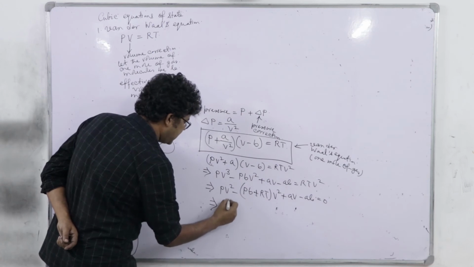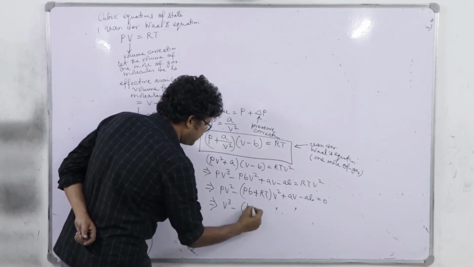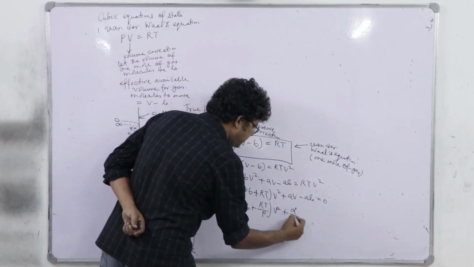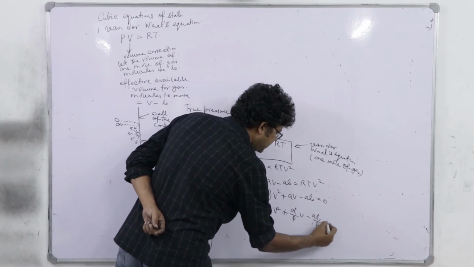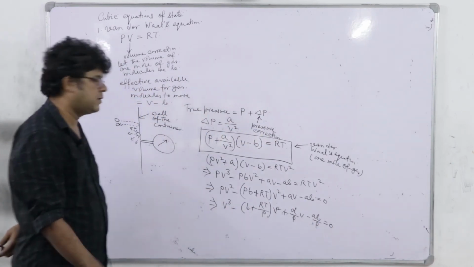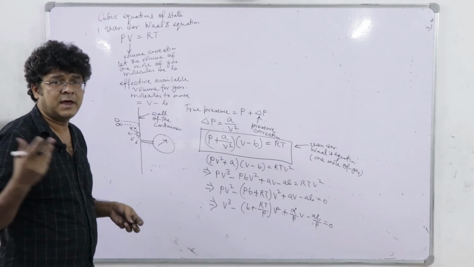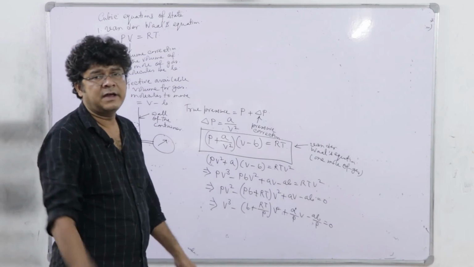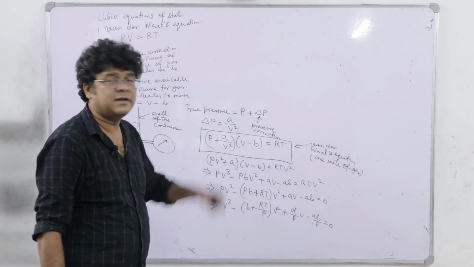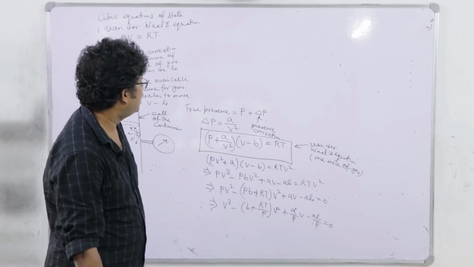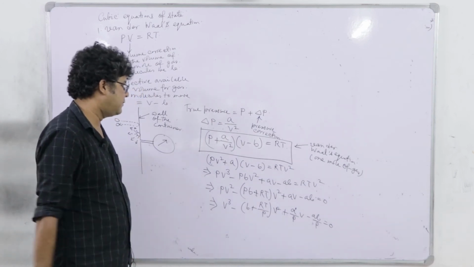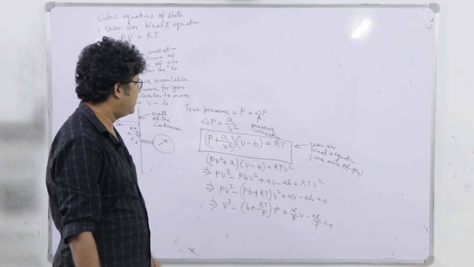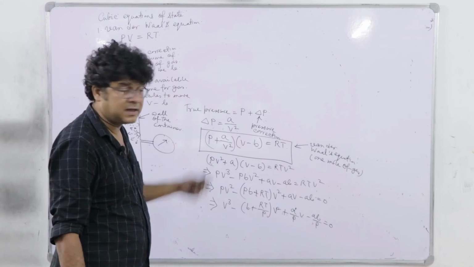So, you can write it as V cube minus B plus RT by P into V square plus A by P into V minus AB by P equal to 0. So, it is a typical cubic equation of the form AX cube plus BX square plus CX plus D equal to 0, and that is why this is considered a cubic equation of state. So, naturally it will give 3 roots. Okay. So, the roots we have to understand from this perspective of the van der Waals equation, and what is the profile predicted for the pressure volume relation at a given temperature.